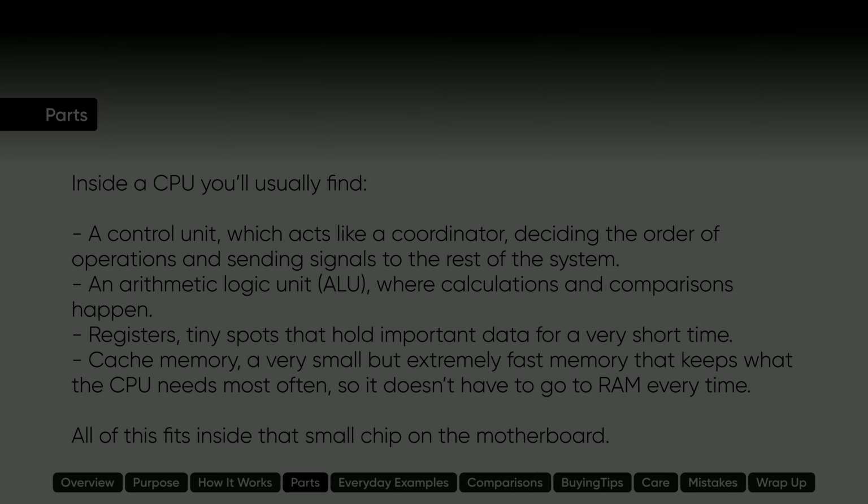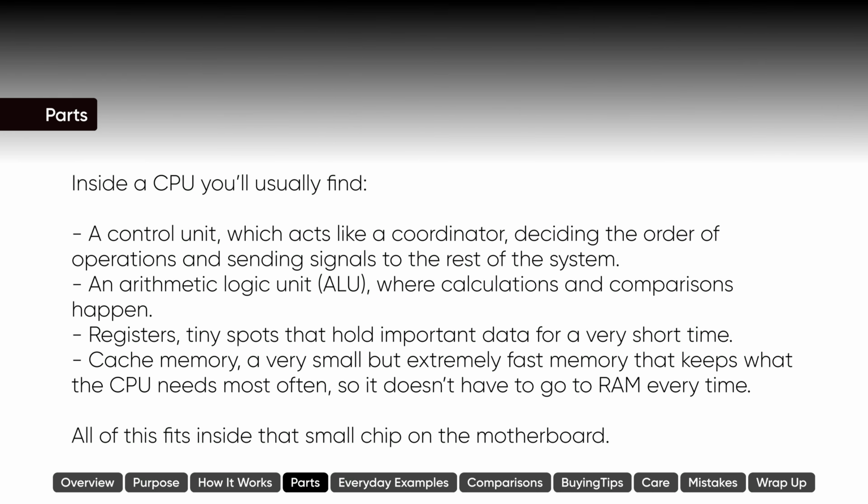Parts. Inside a CPU you'll usually find a control unit, which acts like a coordinator, deciding the order of operations and sending signals to the rest of the system. An arithmetic logic unit, ALU, where calculations and comparisons happen. Registers, tiny spots that hold important data for a very short time. Cache memory, a very small but extremely fast memory that keeps what the CPU needs most often, so it doesn't have to go to RAM every time. All of this fits inside that small chip on the motherboard.